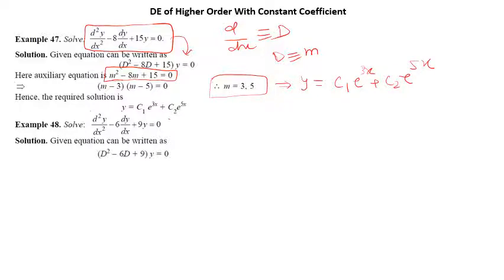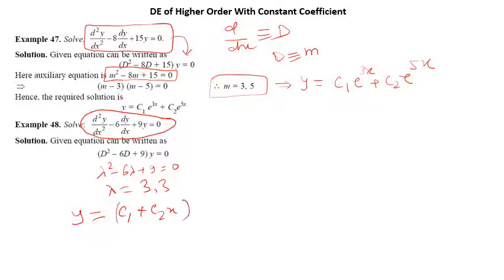Right? Similarly, consider this differential equation. Convert into this. Now, lambda squared minus 6 lambda plus 9 is equal to 0, and lambda is equal to 3, 3. Then the solution becomes y = (c1 + c2 x) e^(3x).